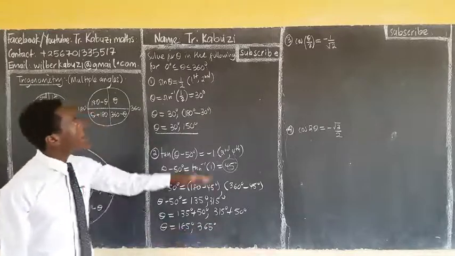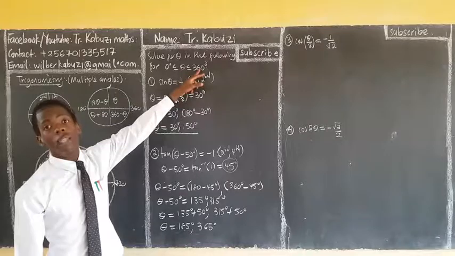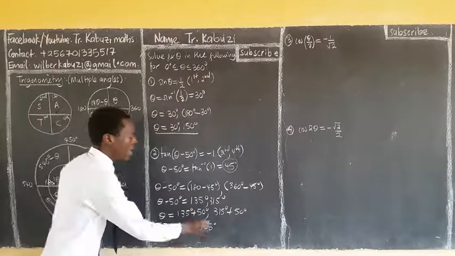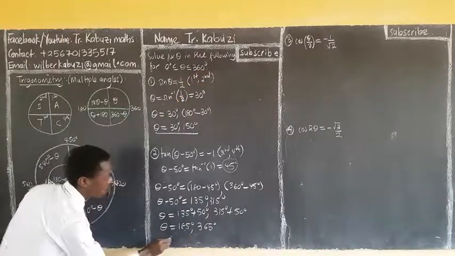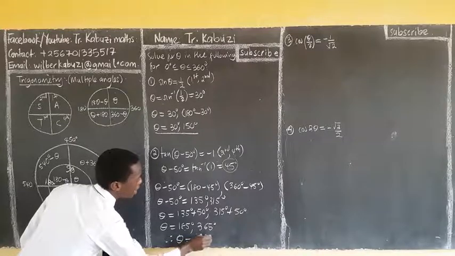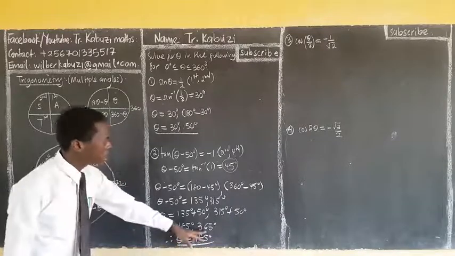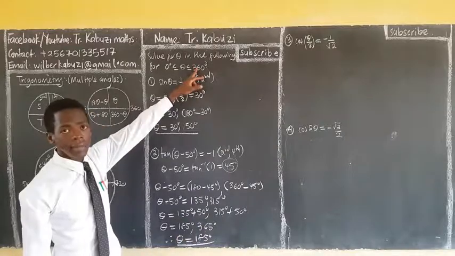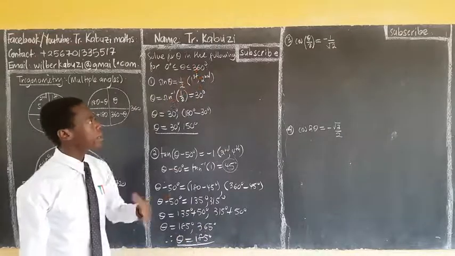Now, this 365 degrees is out of this range, so it doesn't qualify. Therefore, your theta is only 185 degrees. Why? Because this one is out of the range. I think you can see that.